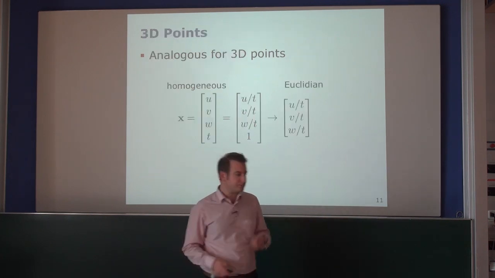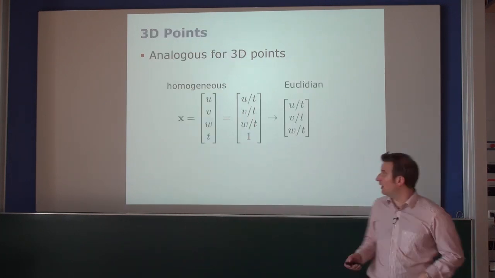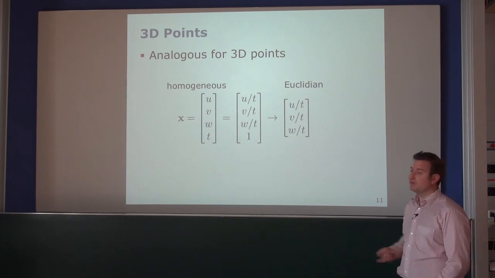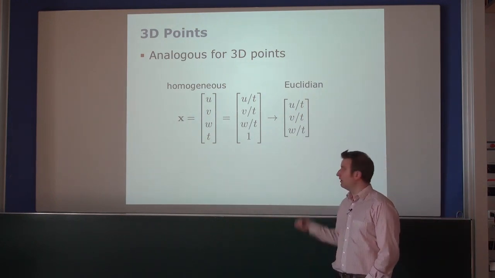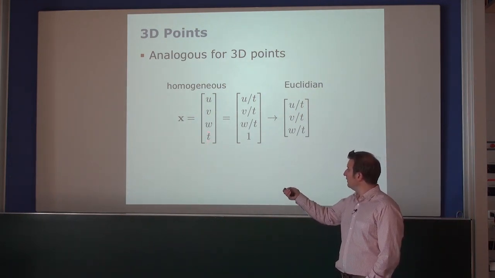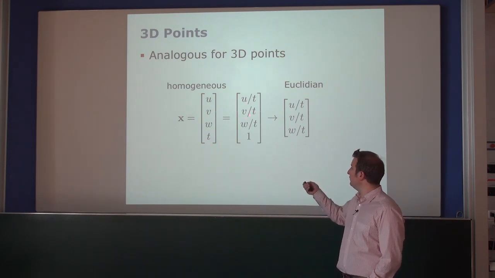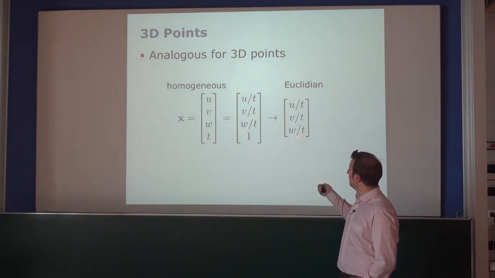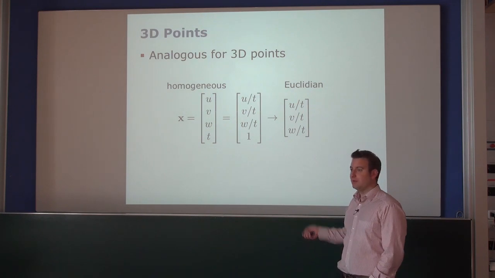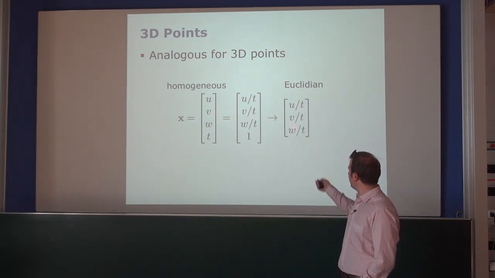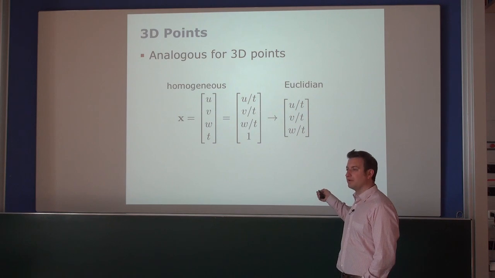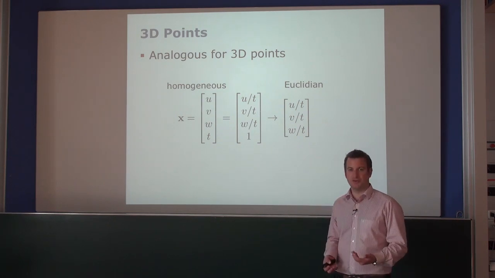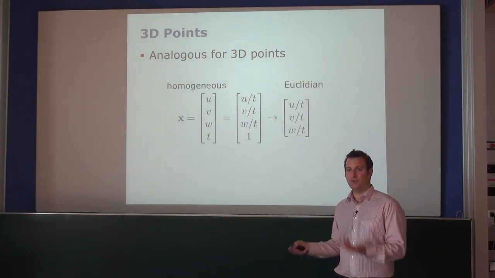Okay, so the first thing: we can also do that for 3D points. We just have a four-dimensional vector, with the additional value t. Then we normalize by t, so we have u, v, w, t, and exactly the mapping to the Euclidean space. And again, if we map back, we have our values here, we just add a 1 down here, and we are in our homogeneous world. So the mapping between both worlds is actually quite easy.